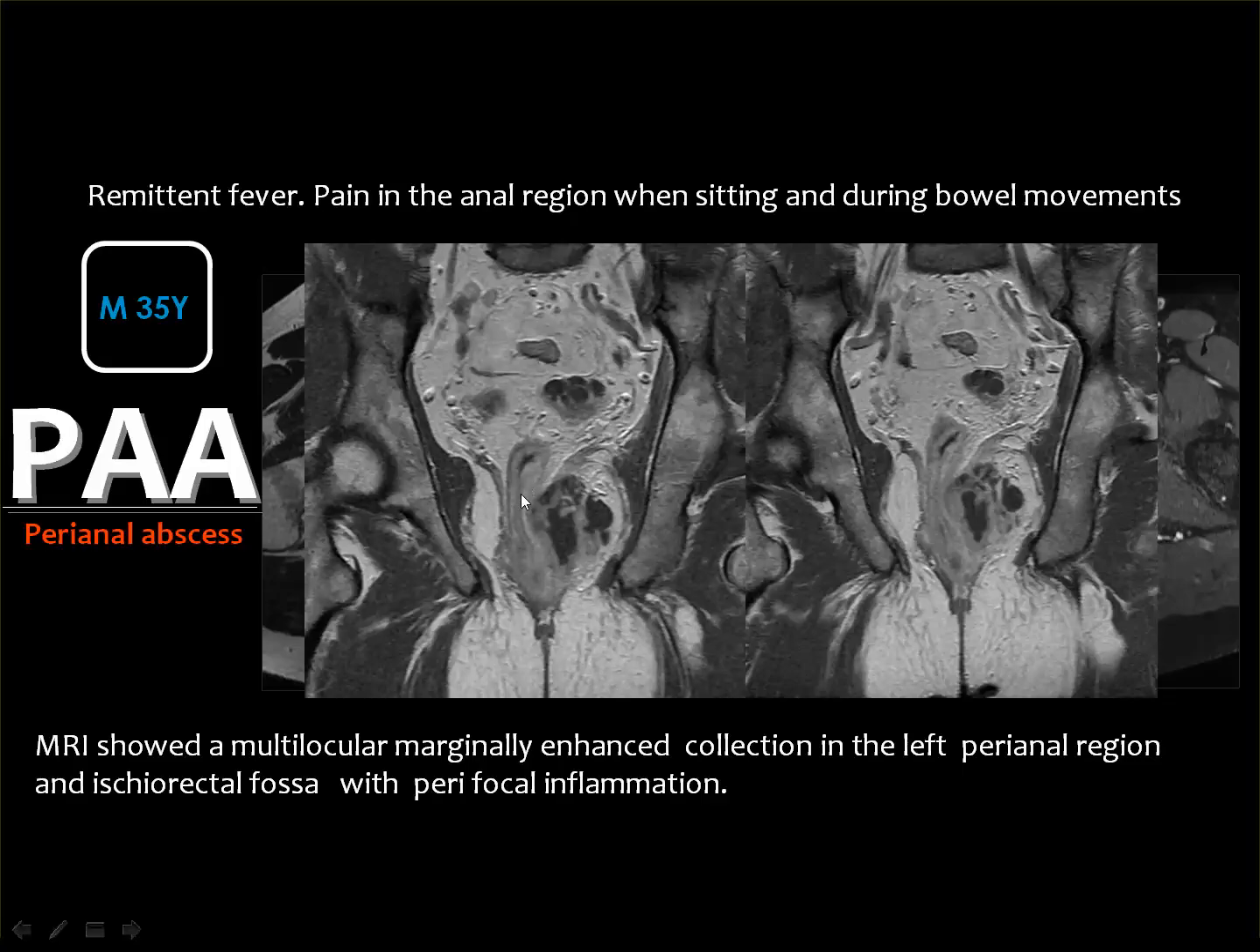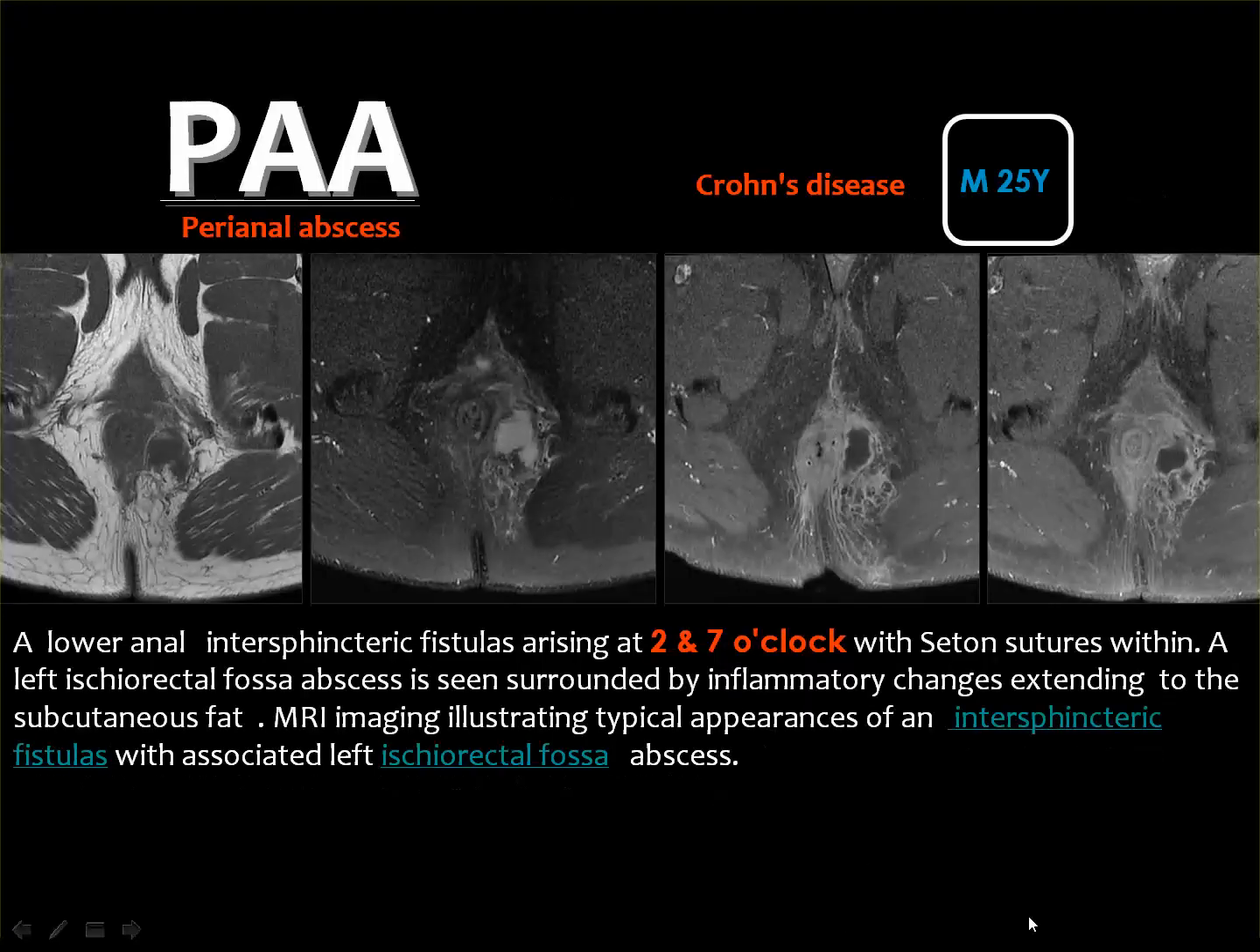and you got multilocular abscess formation in the perianal area inferior to the levator ani muscle. Then here you see also another abscess, which is the result of an intersphincteric fistula arising at 2 and 7 o'clock.